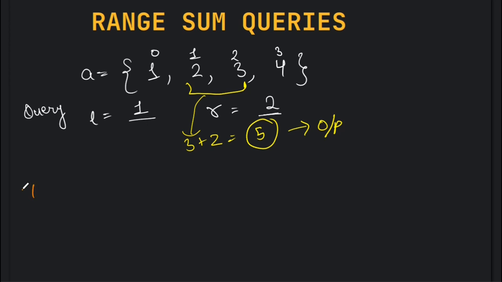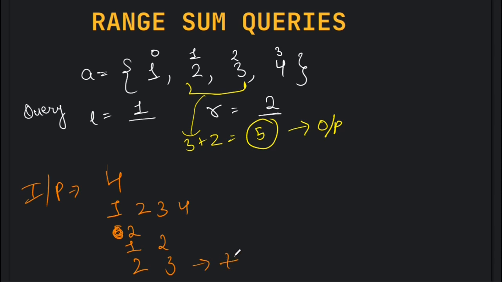So let me brief it in short. The input is the size of array. So here size is 4. Then the array itself 1, 2, 3 and 4. Then the number of queries, let's say 5, or let's take it 2. And for each query we have L and R. So for this one we had 1 and 2. We can have anything like 2 and 3, right? So for 2 and 3 it will be 7, the output. So I'm writing output here. For this query the output will be 5. So I guess the problem statement is clear to you.